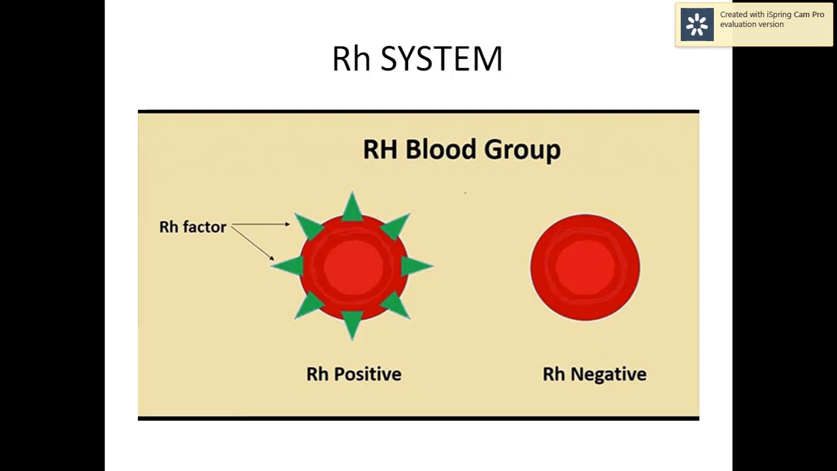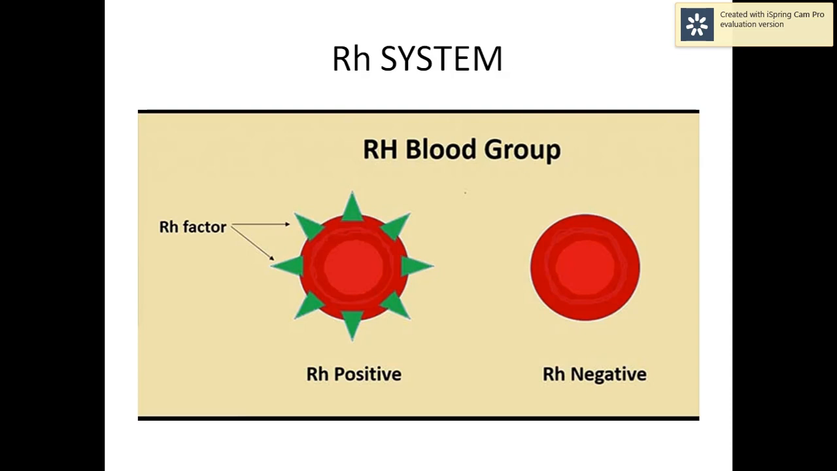When the blood of an individual shows the presence of this RH factor, that blood group is positive, and if they do not show it, they are termed negative. Therefore the positive and negative blood grouping comes from your RH system.